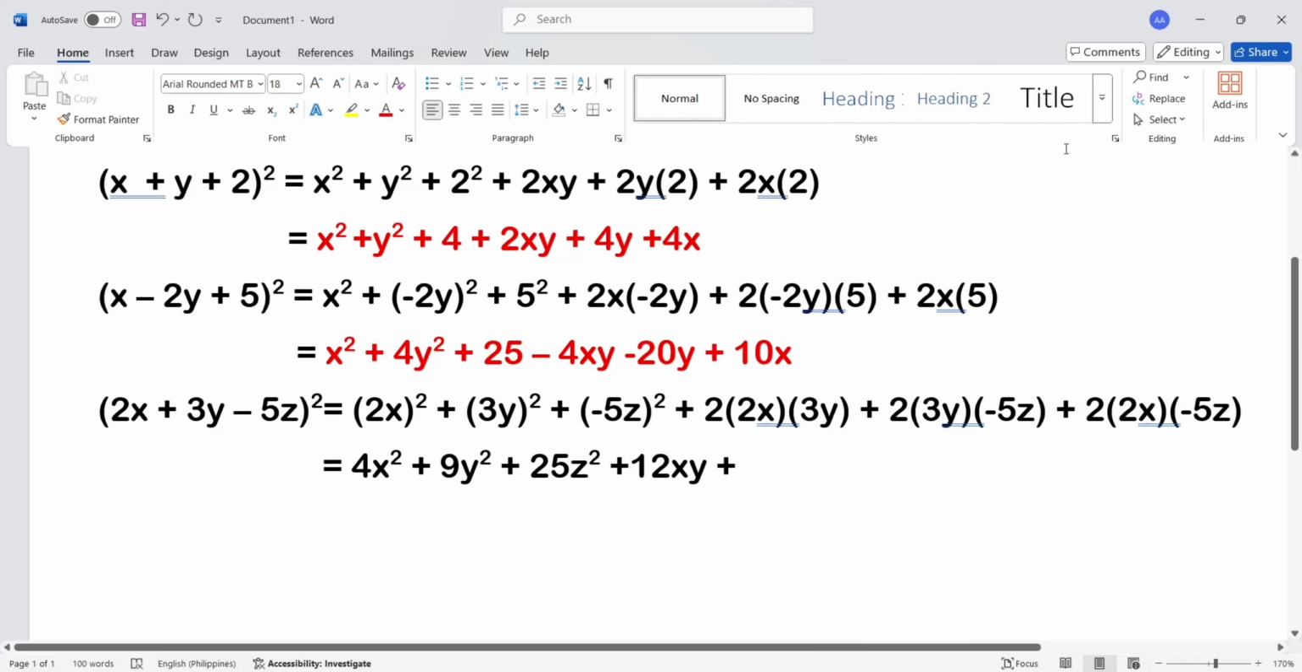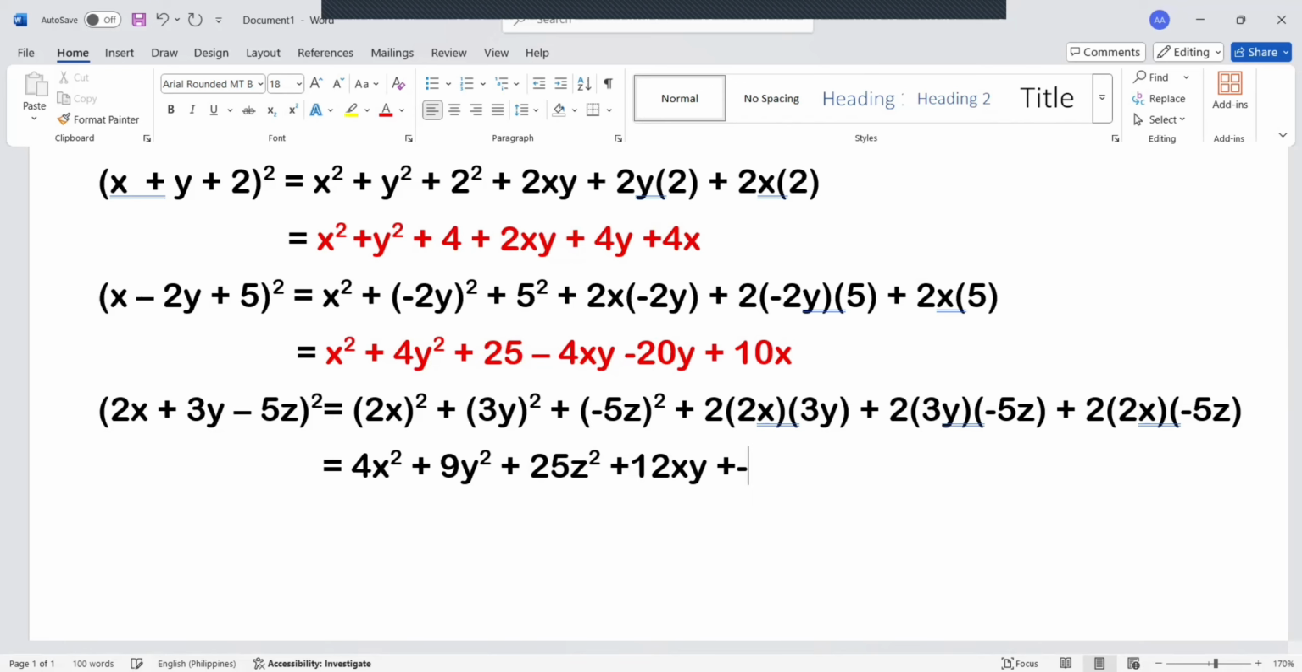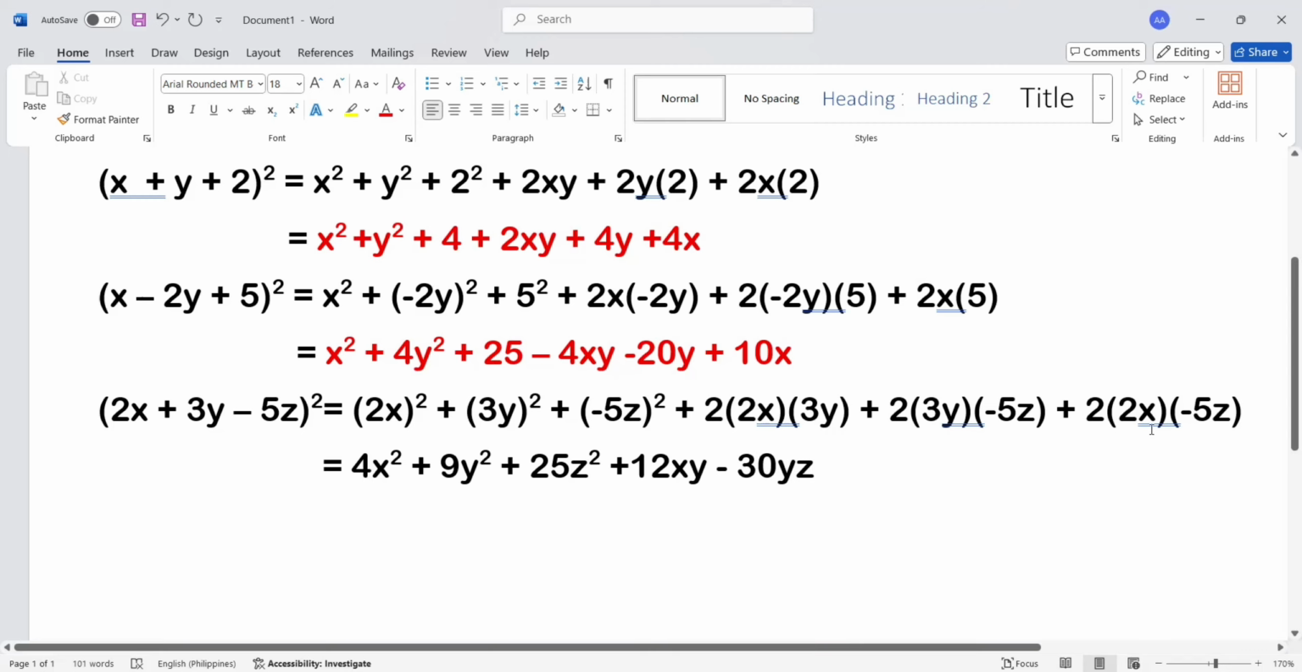So plus the product of 2 times 3y, which is 6y, times negative 5z, which is negative 30yz. So this will become minus 30yz. And of course, plus the product of 2 times 2x and negative 5z, which is negative 20xz.